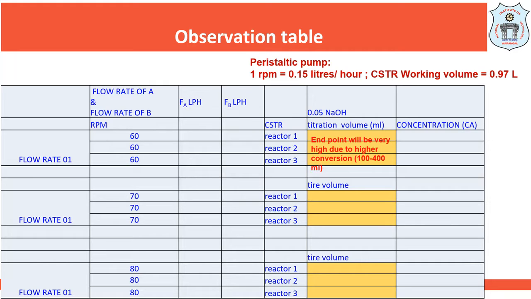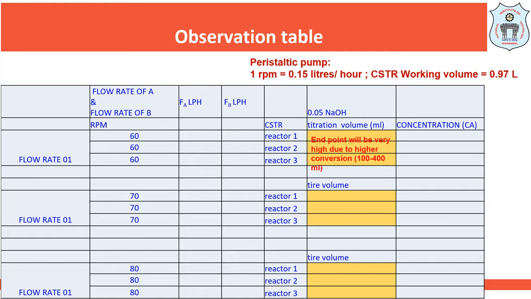For each flow rate we have collected a 10 ml sample from reactor 1, reactor 2 and reactor 3, and we have endpoints. We are titrating it against 0.05 normal NaOH. We have 3 endpoints, corresponding to reactor 1, reactor 2 and reactor 3. Similarly for the second flow rate, 70 rpm, again we will have 3 endpoints for the 10 ml samples collected from reactor 1, reactor 2 and reactor 3, titrated against 0.05 normal NaOH. Similarly for the third flow rate, 80 rpm, again we have 3 endpoints, that is the volume of NaOH consumed for the reactor 1, reactor 2 and reactor 3 samples taken.